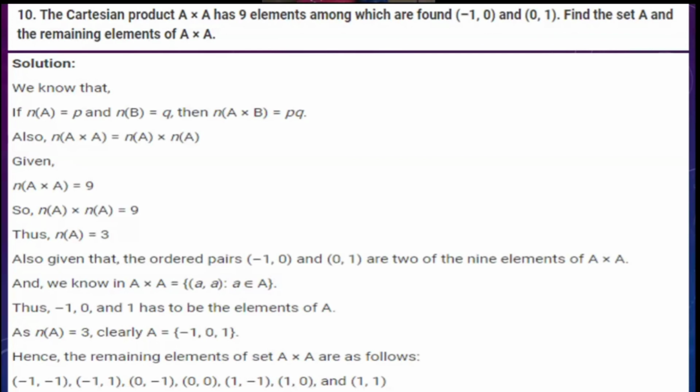So this exercise has only 10 questions. The next topic, tomorrow we are going to discuss, is relations. Today this much only, and write down all these points and this exercise in your classwork. Tomorrow we are going to continue with relations. I think you are able to understand all this.